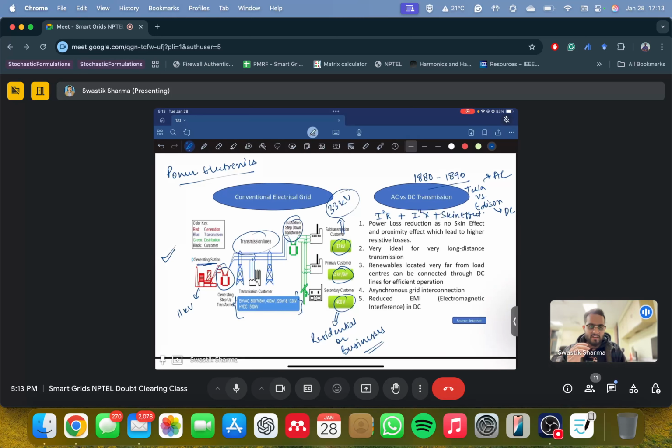So what is skin effect? Can anyone tell me briefly? If someone can tell me, I'll talk to you about what skin effect is. If someone wants to, unmute yourself and tell what skin effect is.